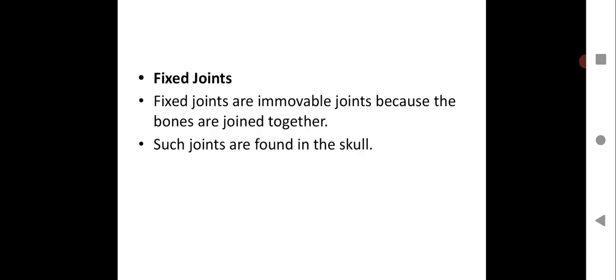Fixed joints, as the name suggests, are immovable joints because the bones are joined together, and such joints are found in the skull. So the skull joints are fixed joints and immovable, that means they cannot move because the bones are joined together. A very simple example is the skull. The skull is a very hard and strong bone because it has to take care of the brain inside.